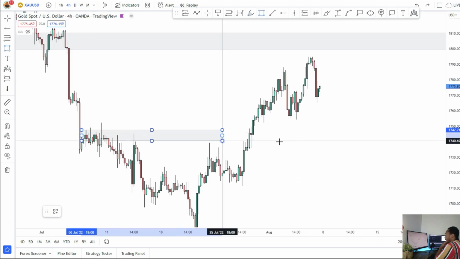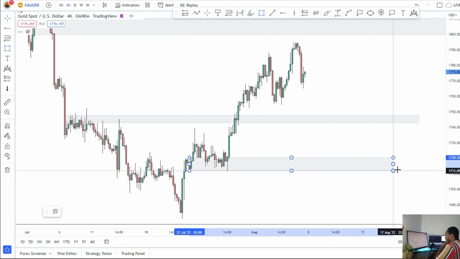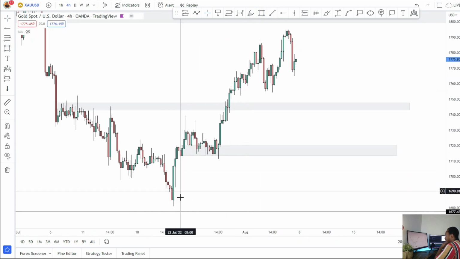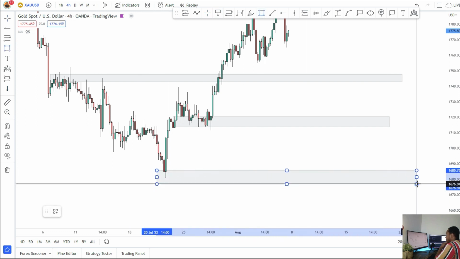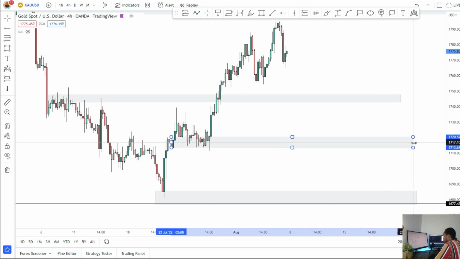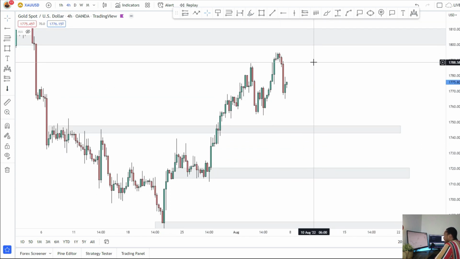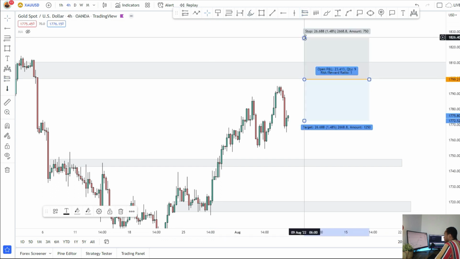We can look at this level here, 1745, a lot of wicks coming to that level there. We've got a nice little support level where we did see a lot of momentum come from. Then finally we've got the lows there around 1680. So those are the targets I have for gold. Whether we hit all of them next week, I highly doubt it, but looking for the market to show some signs of reversal, and then again looking for shorts around this 1800 mark.